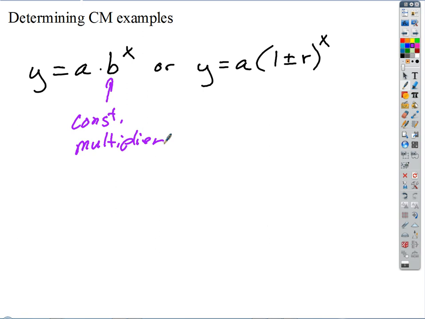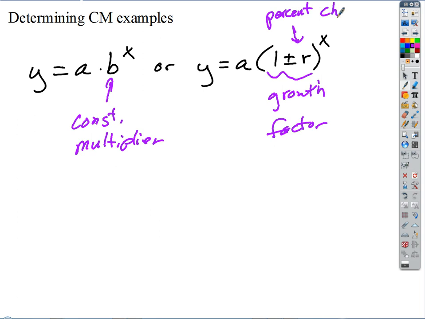The other way we can do this, and you might wonder why, but you'll see in a second why this is so useful, is we could write it like this, where instead of calling it a constant multiplier, we call it a growth factor. And if we do that, we're considering r to be a percent change written as a decimal, okay? So decrease is negative and increase is positive. Exactly, yes.